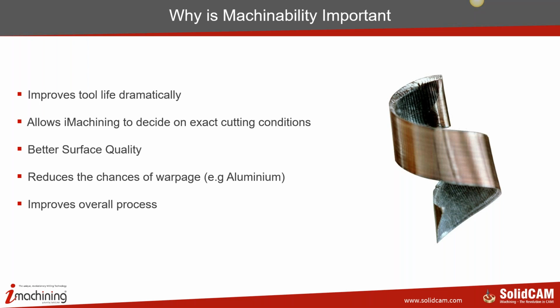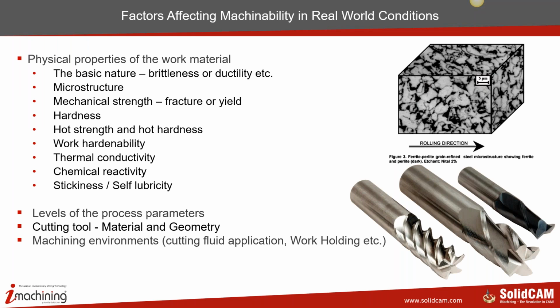If your machinability is not right, you can sometimes get much more aggressive cutting parameters based on the UTS. So machinability is very important and it improves the overall process if you get the machinability right. There are several factors that affect the machinability. First of all, the physical properties of the material, the level of the process parameters, the cutting tool, material geometry, machining environment. A lot of things affect it, but it's very difficult to put all these factors into a CAM system and ask it to generate.